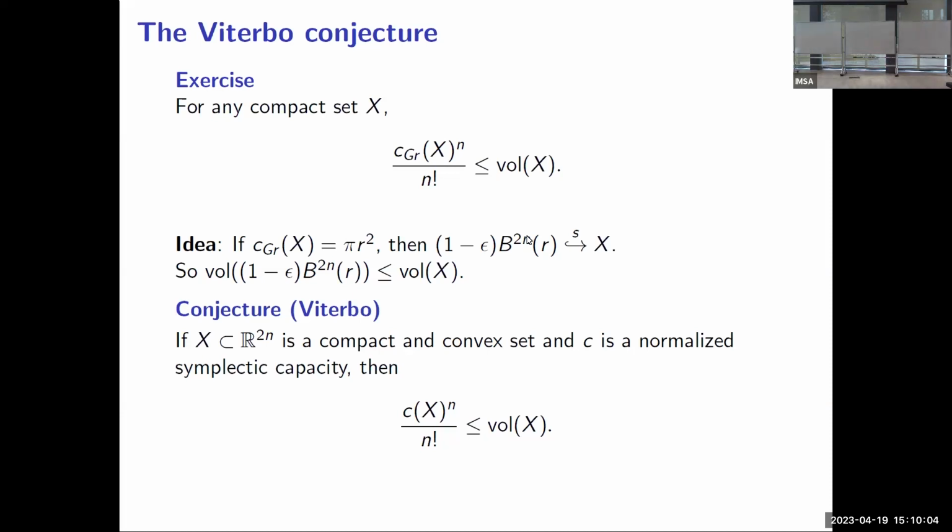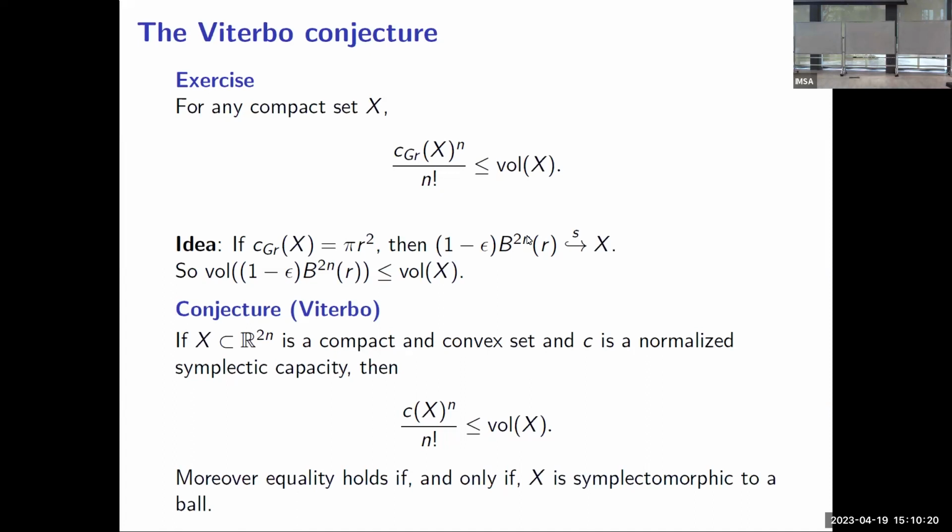I think that it is definitely believed to be true in dimension 4. In higher dimensions, I think nobody really claims that the conjecture is false, but maybe there's a little less evidence that the conjecture is true. But anyway, this is the conjecture. And then also, it's easy to see that this is an equality when you have a ball. But the conjecture also says that we have equality if and only if X is symplectomorphic to a ball. Okay, any questions?